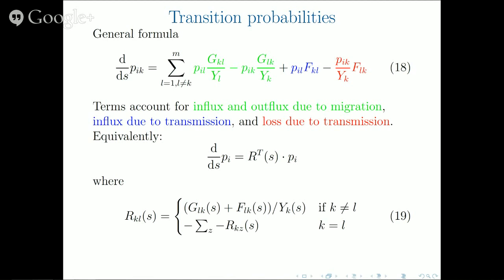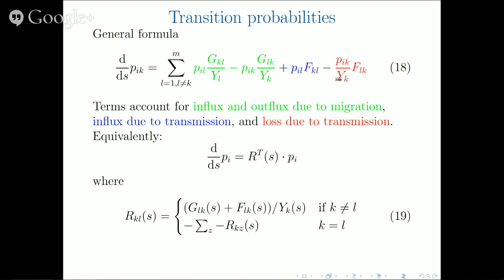This is the equation you would actually solve in order to derive the probability that a given lineage is in a given state at some time in the past. It involves the terms shaded in green that show how lineages change state according to migration, the term in blue, which shows how lineages change state with transmission, and the term in red, which shows how lineage is lost due to transmission.